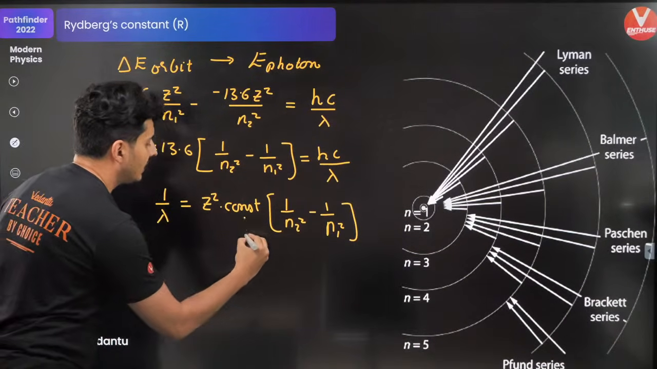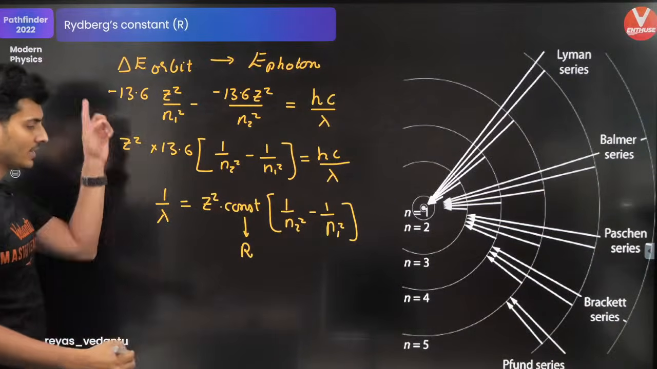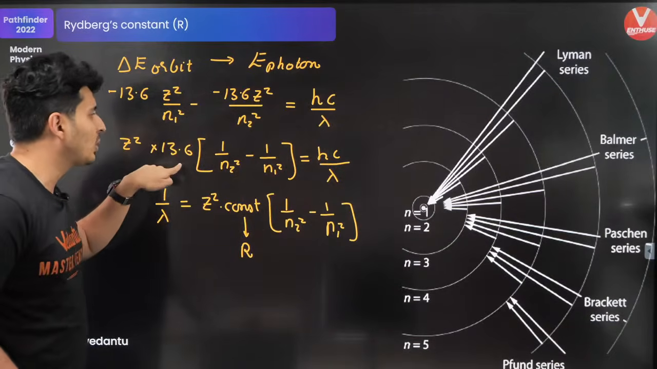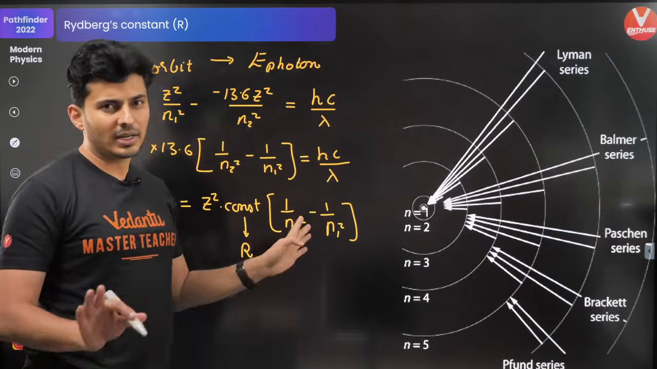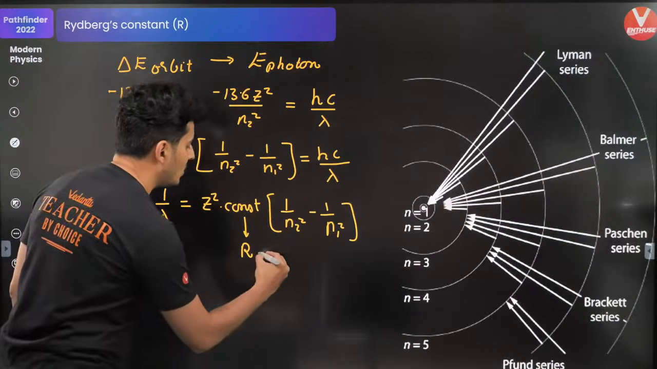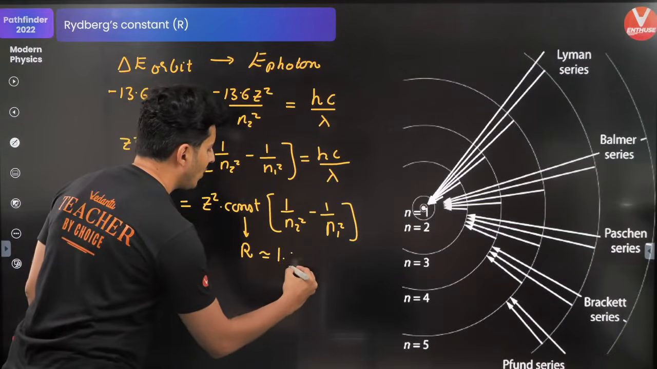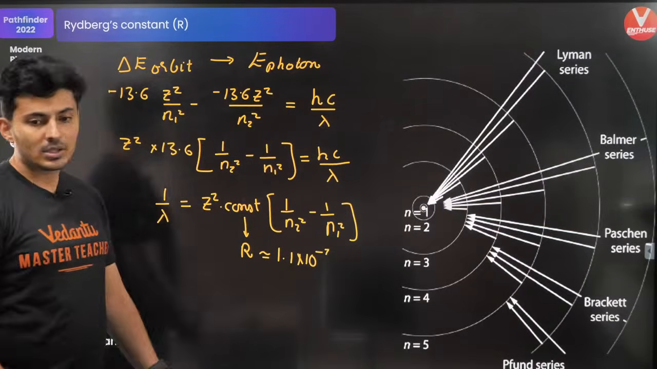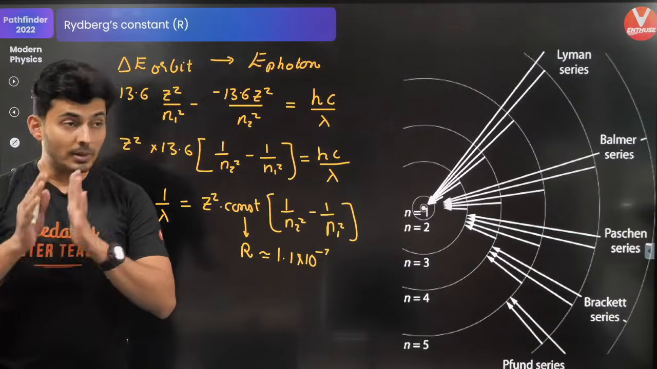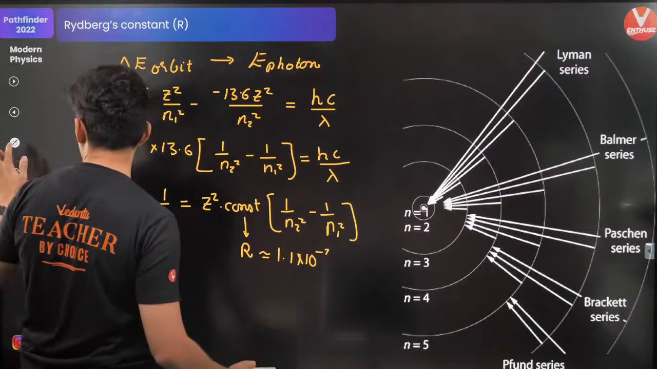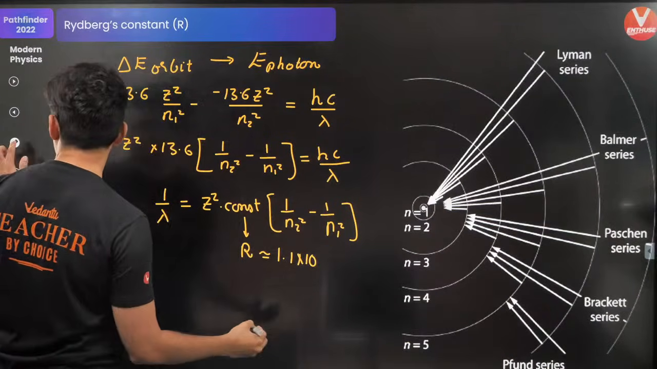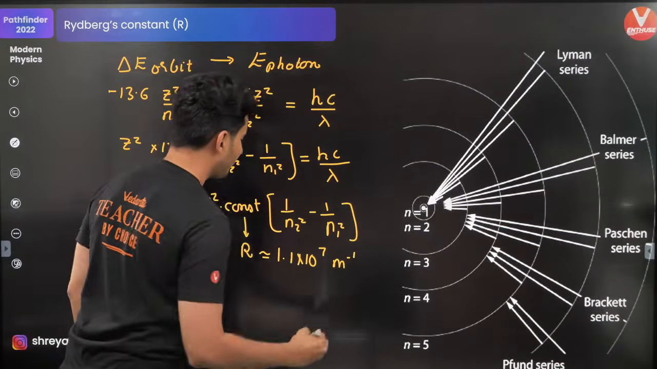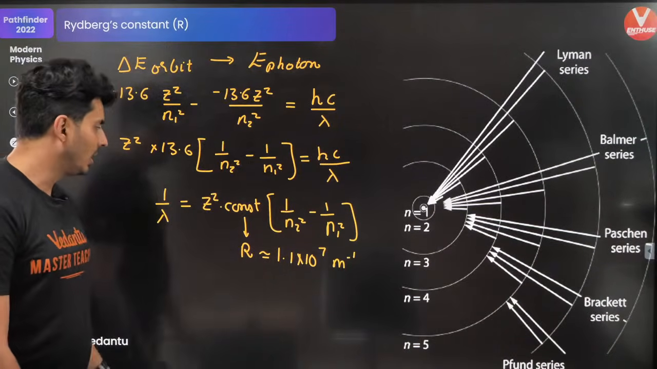Now this constant is called Rydberg's constant, which is 13.6, but that is in electron volt. You need to convert it accordingly, and this value comes out roughly as 1.1 into 10 to the power minus 7. Oh, sorry, my bad, 10 to the power 7. Sorry guys, 10 to the power 7 per meter. So that is something you should remember.